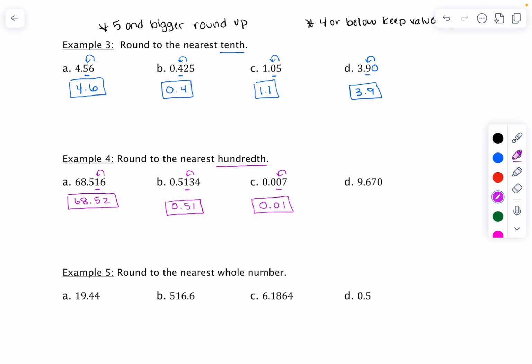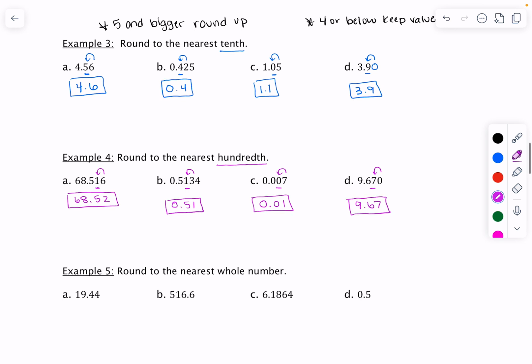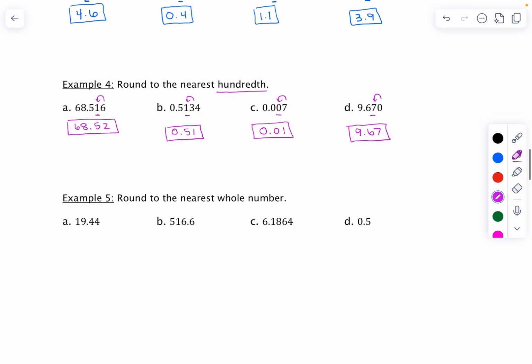In the last example for hundredths place, underline that 7. Ask yourself, does the 0 make that 7 an 8? It does not, so 9.67 is my answer. And then finally, let's look at my nearest whole number.